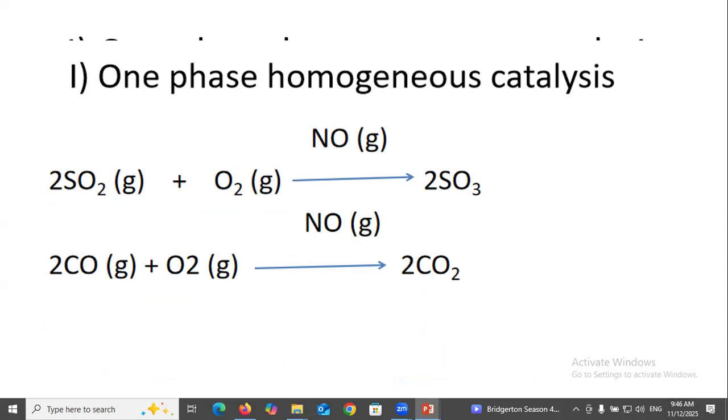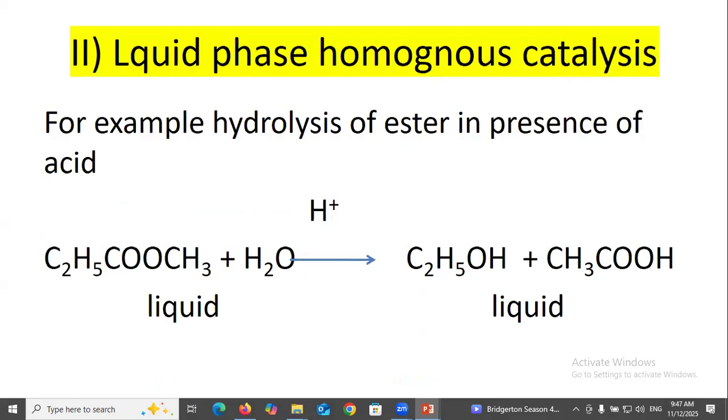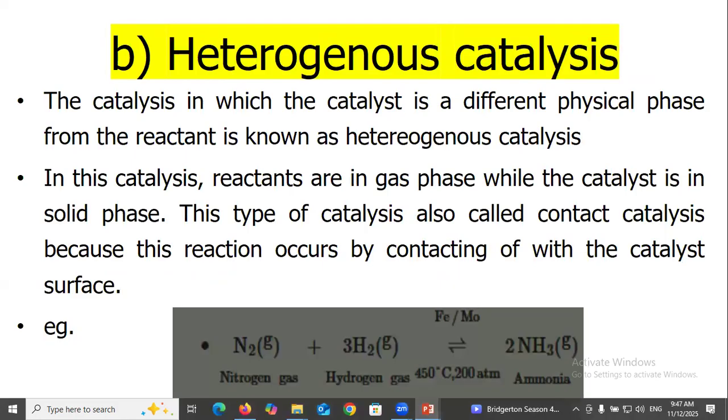Here the catalyst and the reactants and products are all similar: sulfur dioxide and oxygen, sulfur trioxide, and the catalyst nitric oxide, all are in the gaseous phase. Liquid phase homogeneous catalysis, some examples: hydrolysis of ester in presence of acid. For example, ethyl ethanoate in the water and acid. These are in the liquid phase.